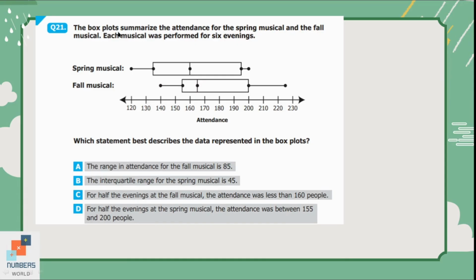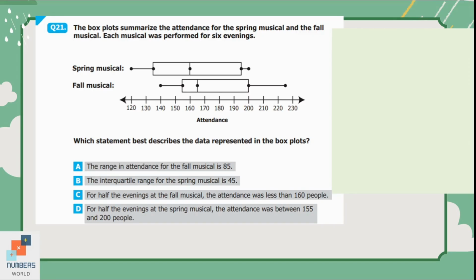Question number 21. The box plots summarize the attendance for the spring musical and the fall musical. Each musical was performed for 6 evenings. Which statement best describes the data represented in the box plots? Let's discuss the box plot first.